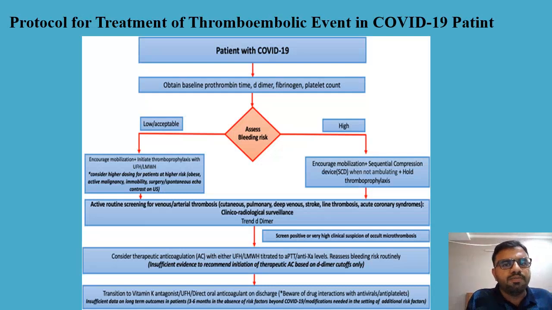Now the protocol for the treatment of thromboembolic events in a COVID-19 patient. Patient with COVID-19: obtain baseline prothrombin time, D-dimer, fibrinogen, platelet count. If low, assess the bleeding risk. If low or acceptable, then encourage mobilization and initiate thromboprophylaxis with UFH or LMWH. Consider a higher dosing for patients at higher risk: obesity, malignancy, immobility, surgery or spontaneous events. Then active routine screening for venous or arterial thrombosis: cutaneous, pulmonary, deep venous, stroke, line thrombosis, acute coronary syndrome. Then clinical radiological surveillance, titer D-dimer.